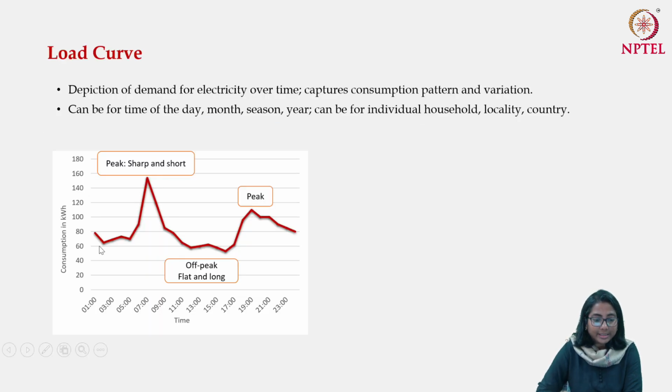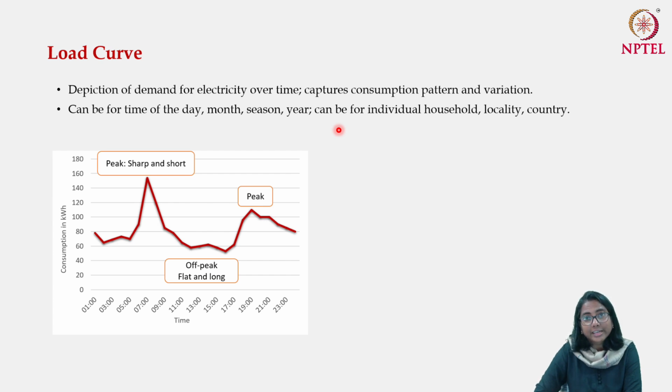So this red line that you can see here tells you at every point of time, at every hour, what is the total consumption of electricity of a particular household. So basically load curve is a depiction of the demand for electricity over a period of time, and it captures the consumption pattern, the amount as well as the variation of electricity consumption.